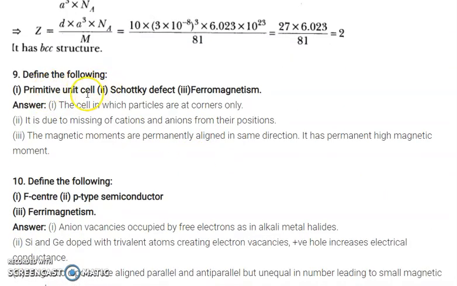Now define the following: primitive unit cell, Schottky defect, and ferromagnetism. You know, the primitive unit cell means the cell in which particles are at the corners only.